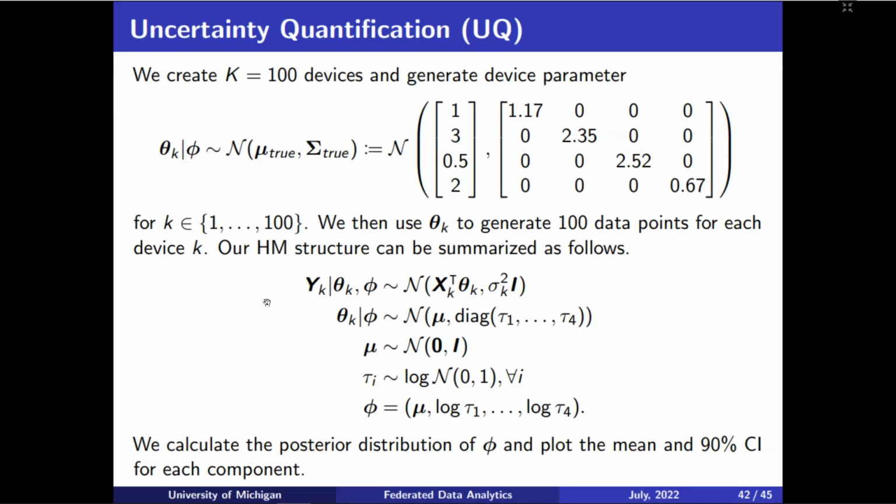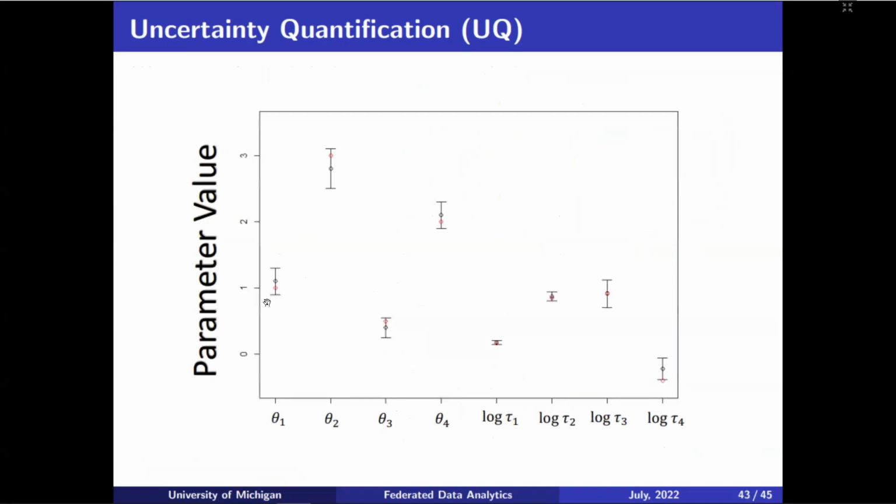Using the algorithm I presented in HM2, I calculate the posterior distribution of phi and plot the mean and 90% confidence interval for each component. And this figure summarizes the UQ performance of HM2. In this figure, the red dot represents the true parameter, and the black dot represents the estimated parameter. And the range represents the 90% confidence interval. As you can see, the 90% confidence interval of our estimated parameter actually covers the true parameter in most of the cases. In conclusion, HM2 provides very good UQ performance.